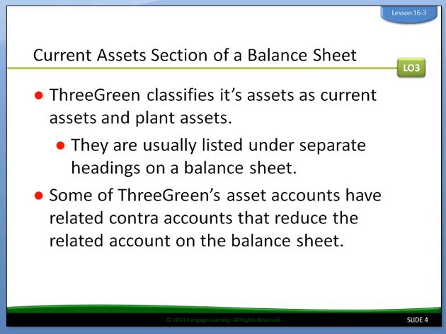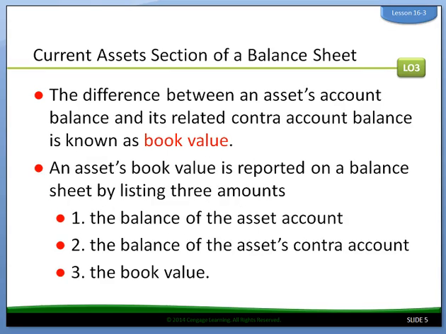This balance sheet is going to be quite long, and we're dealing with a section at a time. So the first section we're going to deal with is current assets. Some of 3 Green's asset accounts have related contra accounts that reduce the related account on the balance sheet. The difference between an asset account balance and its related contra account balance is known as the book value. An asset's book value is reported on a balance sheet by listing 3 amounts. First of all, the balance of the asset account. Secondly, the balance of the asset's contra account. And thirdly, the book value.